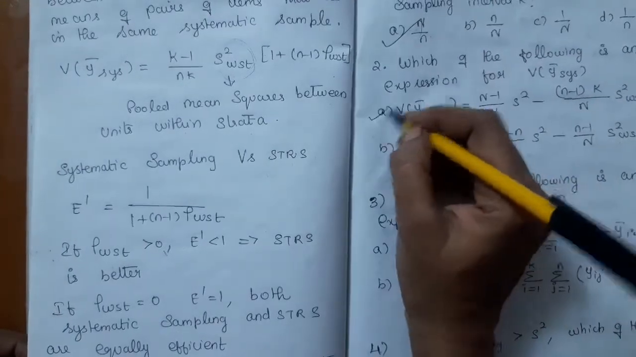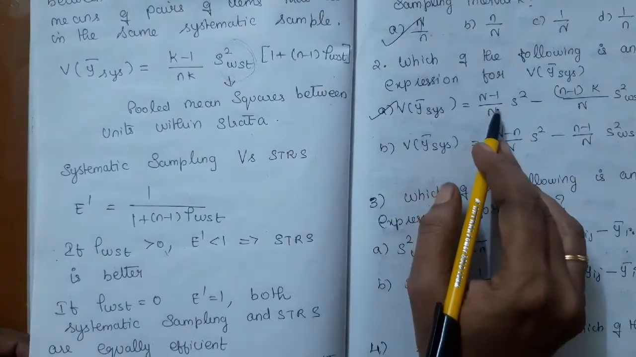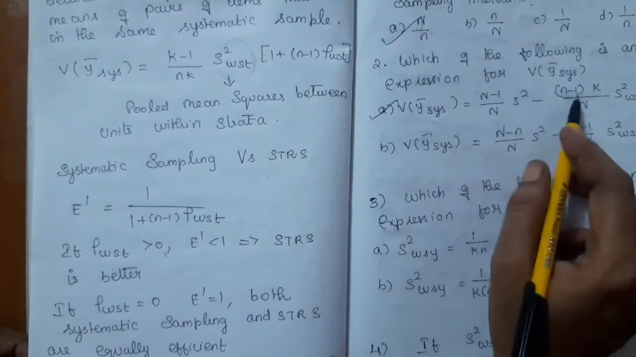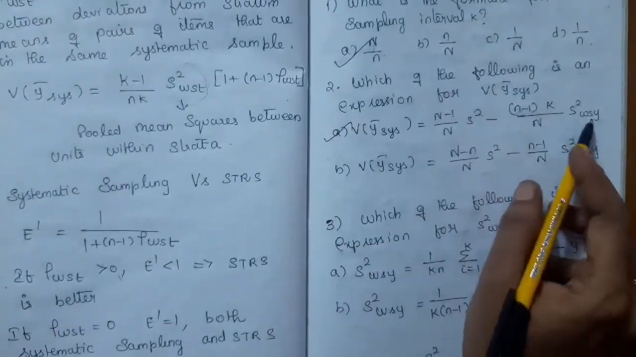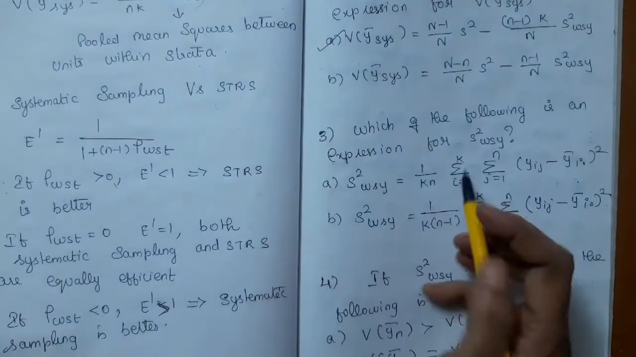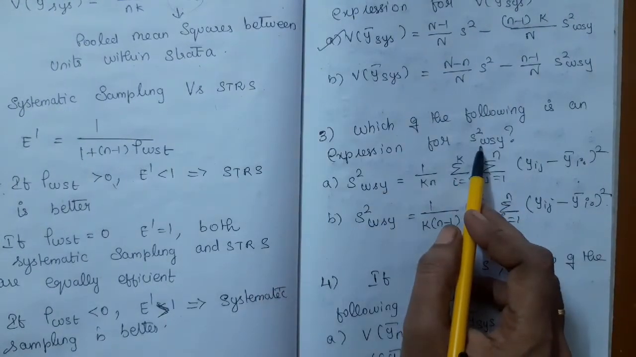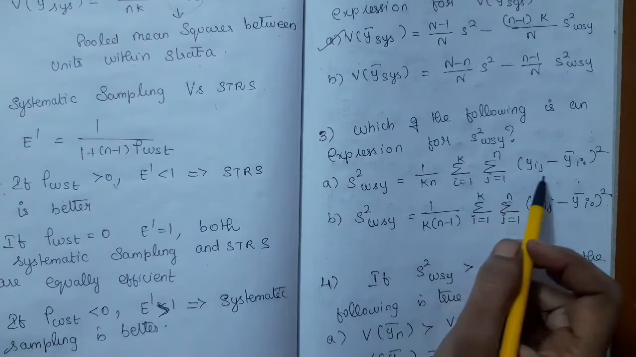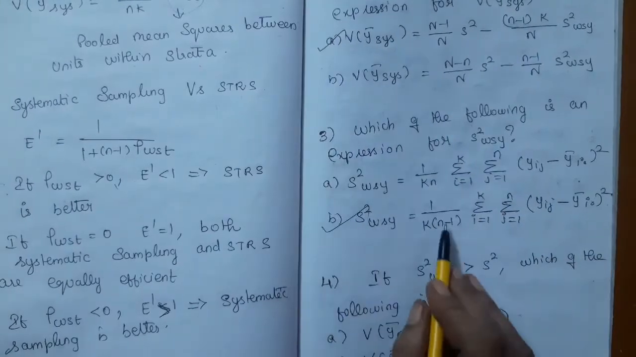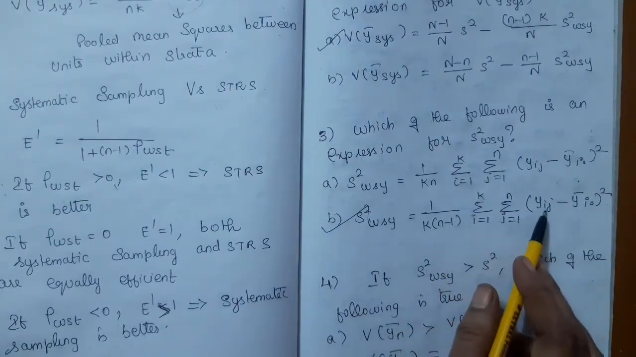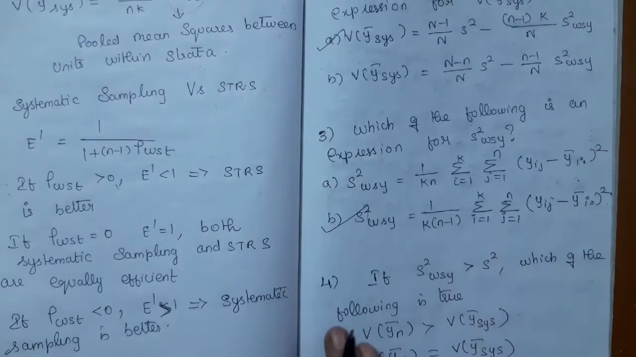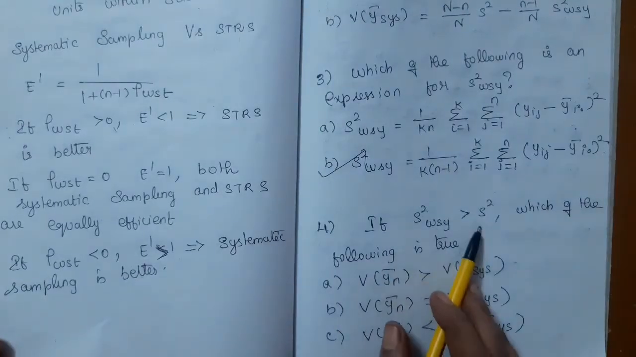The first one, variance of y bar sys is (n minus 1)/n S square minus (n minus 1) k/n S square wsy. So what is the formula for S square wsy? S square wsy is 1 by k(n minus 1) double summation (y_ij minus y bar i dot) the whole square.